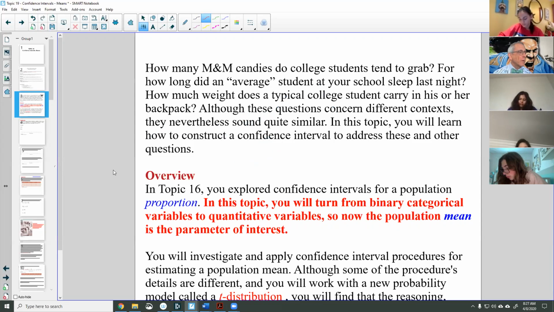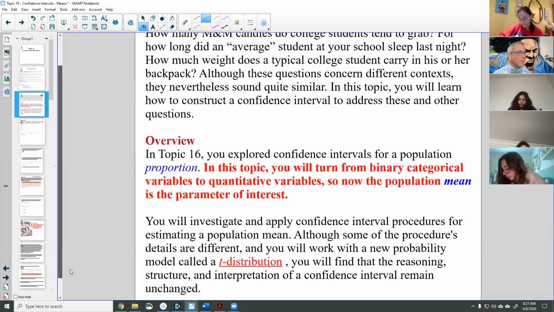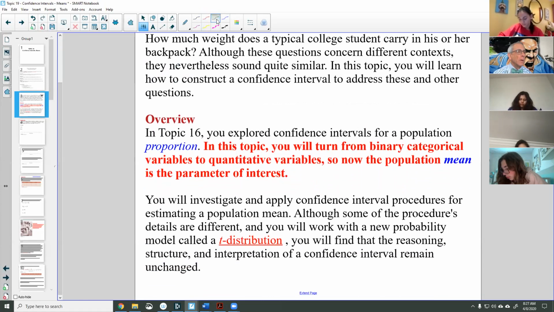Okay, so we're going to learn how to construct confidence intervals to determine these things. And like I was saying a minute ago, in topic 16, we looked at confidence intervals for a population proportion. But in this topic, we're turning from binary categorical variables to quantitative variables. So instead of proportion, we're going to be dealing with the mean of that variable. And like I said, we're going to do this with a T distribution and figure out why we need to do that instead of a Z-score.